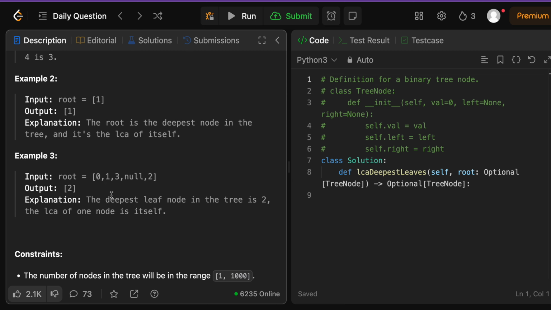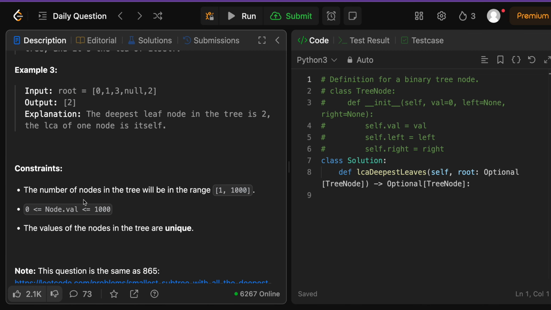And finally, in example 3, we have our input binary tree to be 0, 1, 3, null, 2. They don't give us a picture here, but just quickly, we have an output of 2, because that's the lowest common ancestor of, well, technically itself. Why? Because the deepest leaf node in the tree is also that node 2. If we depict it in a picture, that would be the deepest leaf node. Of course, 2 is going to be the LCA of only one node. It's going to be itself, and so we just have an output of that 2 node.